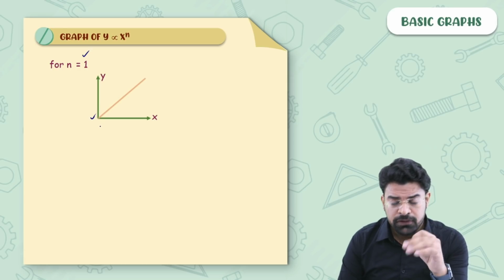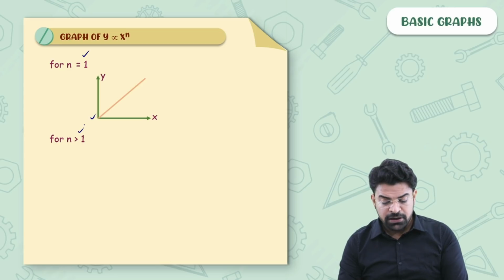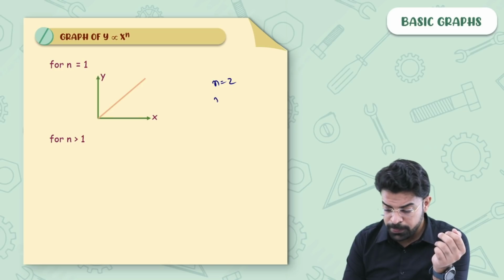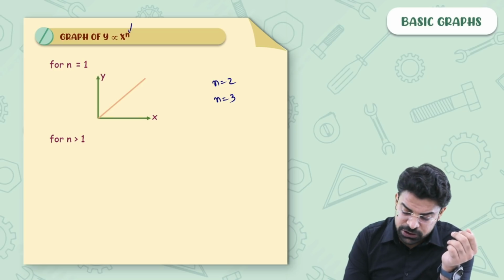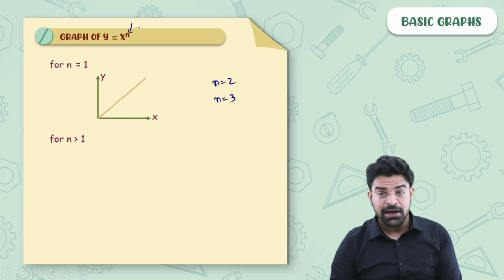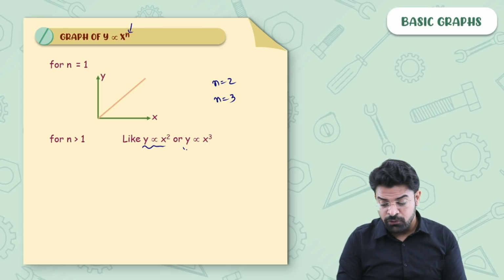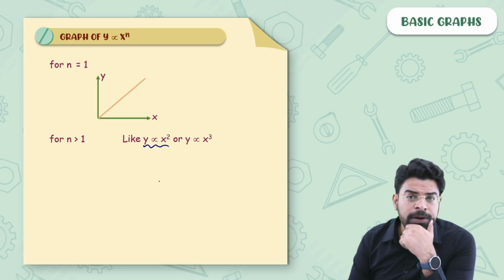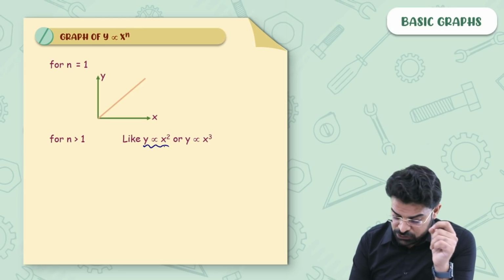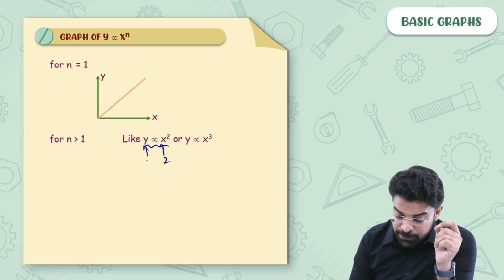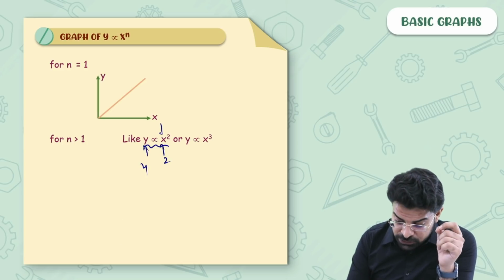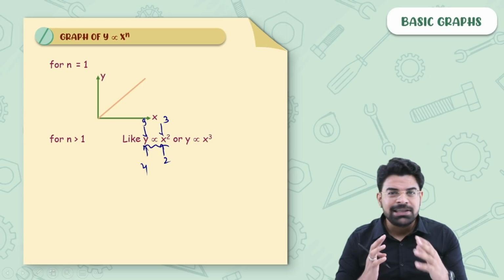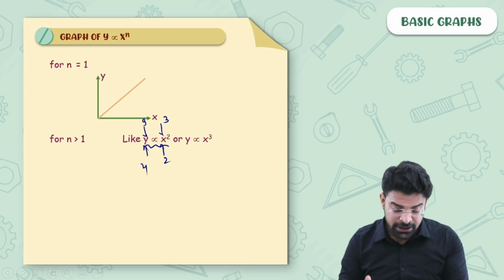Now, let's think of another case. What if n is greater than 1? Let's say n is 2 or n is 3. So if we substitute here n equals 2 or 3, we get that y is proportional to x square or y is proportional to x cube. To understand, let's first talk about y proportional to x square. If y is proportional to x square, when x becomes double, y becomes 4 times. When x becomes triple, y becomes 3 square times, that is 9 times. When x becomes 10 times, y becomes 10 square times, that is 100 times.